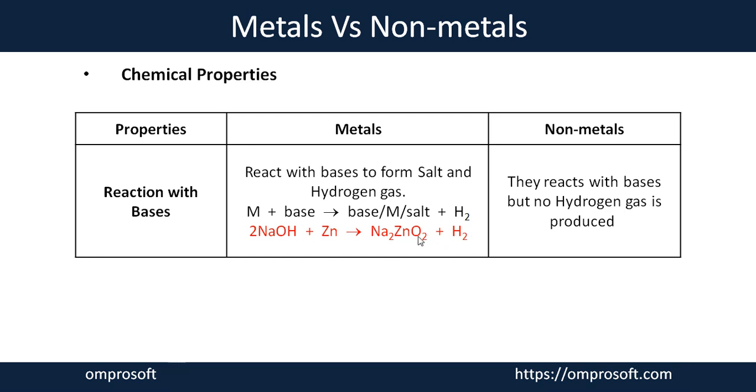And if you perform the same reaction with non-metals, they do react with the base, but they do not produce hydrogen gas as a product. So these are the differences between metals and non-metals on the basis of their chemical properties. With this note, we conclude the session. We'll see you in the next session.